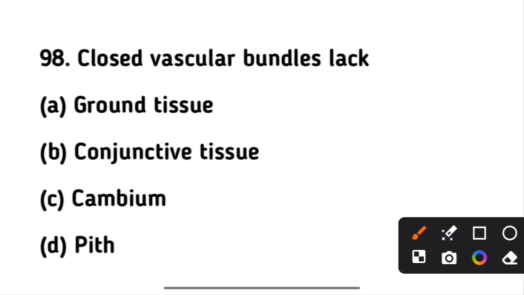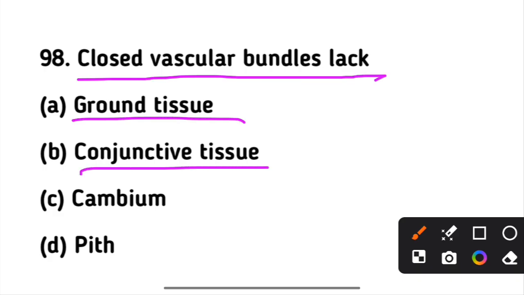Next, closed vascular bundle lacks which tissue? Options are ground tissue, conjunctive tissue, cambium, pith. Option C is correct, cambium.